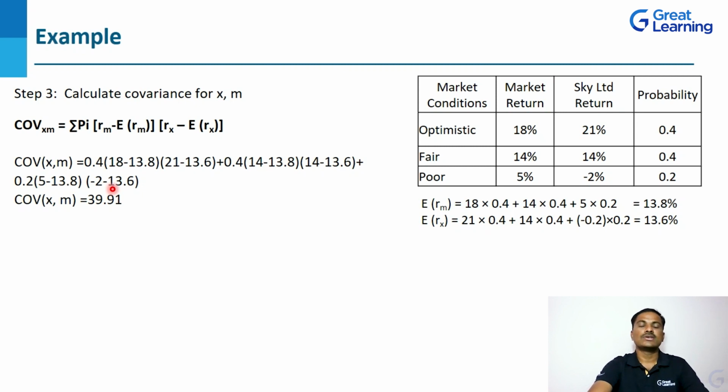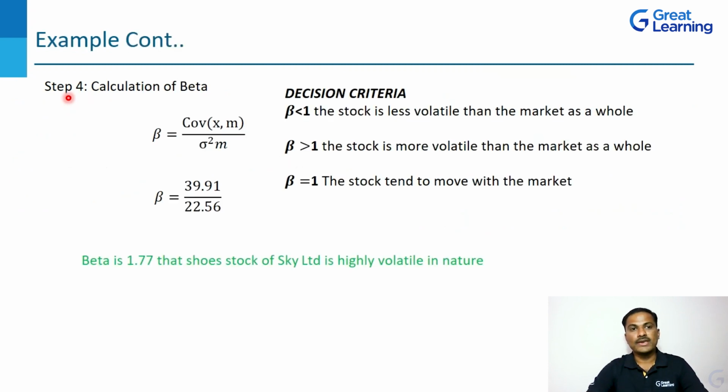So if you take this, the covariance of market and stock is going to be 39.91. So that is the covariance of market and stock. This is the third stage, step 3. Now we have step 4, that is the calculation of beta. Now we have to plug in all these values into the formula.